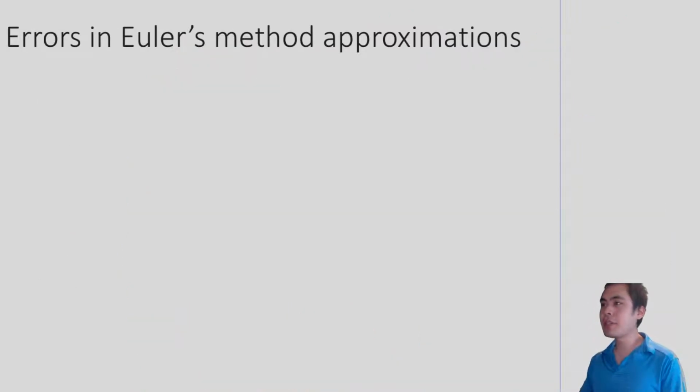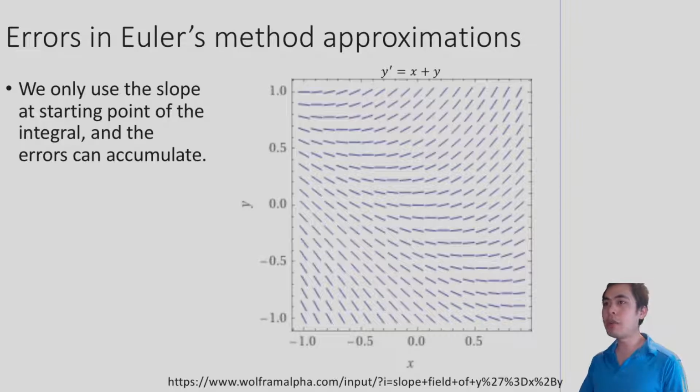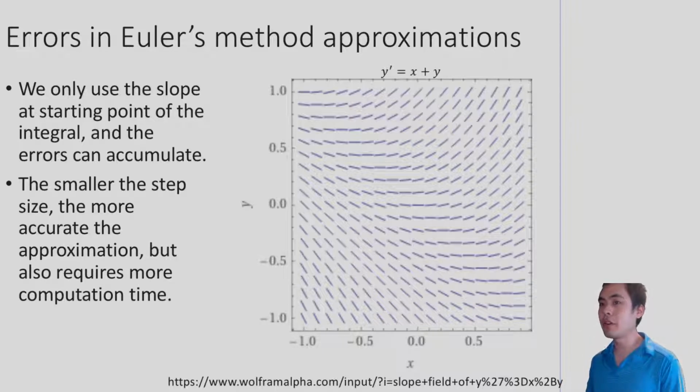Okay, but so this is one of the issues with Euler's method, which is that there are errors with the approximations. So we only use the slope as a starting point, and errors can accumulate at the starting point of the integral. The smaller the step size, the more accurate the approximation, but it also requires more computation time.